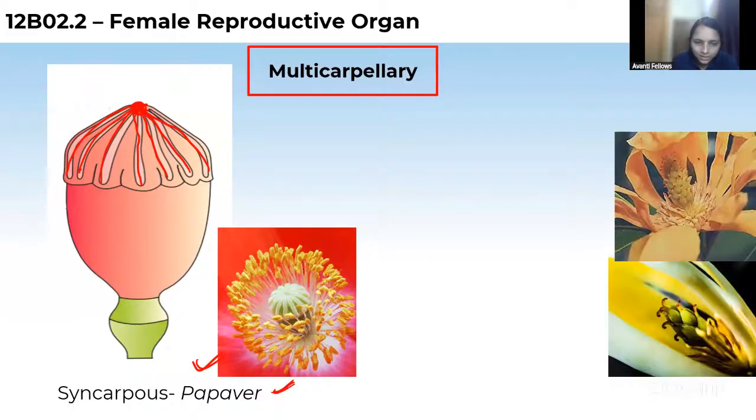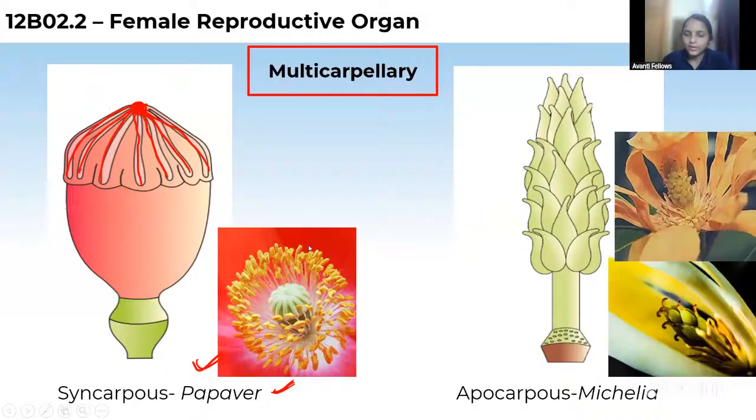You can observe in this diagram, right, guys? This is the example I have taken. Here in the flower, these all are fused. There is nothing free. These carpels are fused. This is called syncarpous. And here you can see that is a multicarpellary apocarpous. The carpels are free. All the ends are free here, but all the ends are fused there.